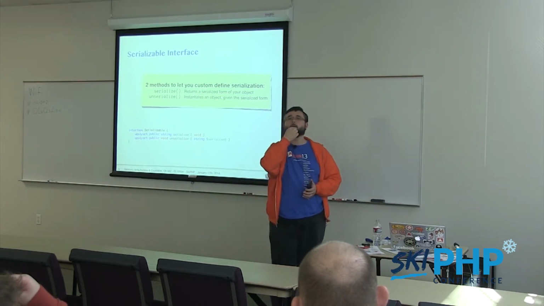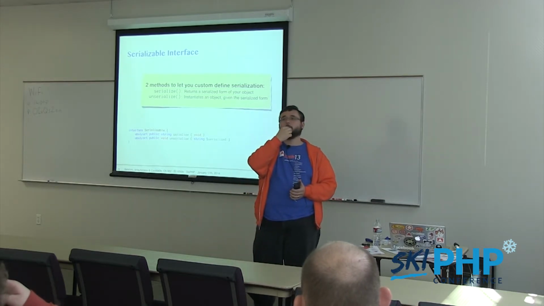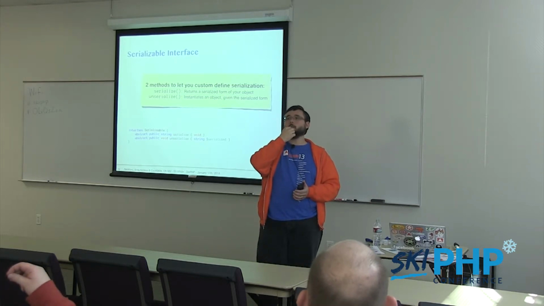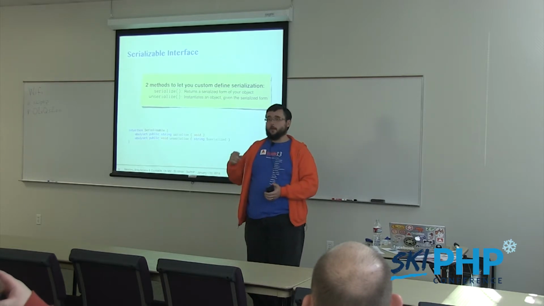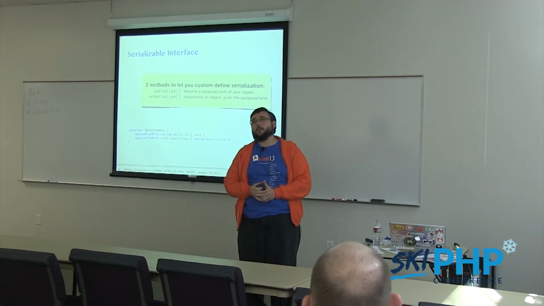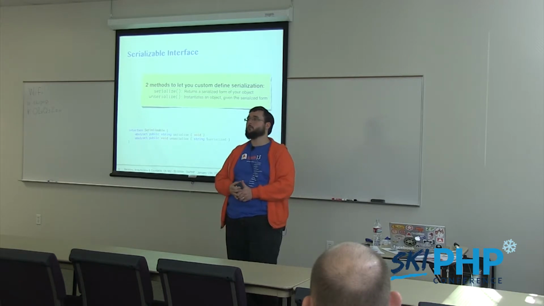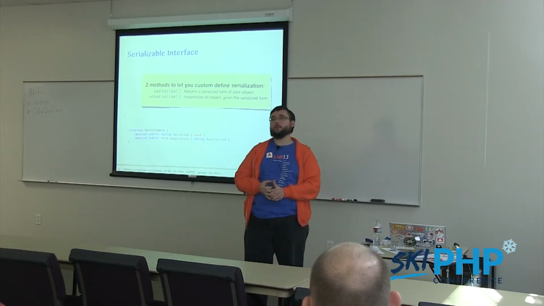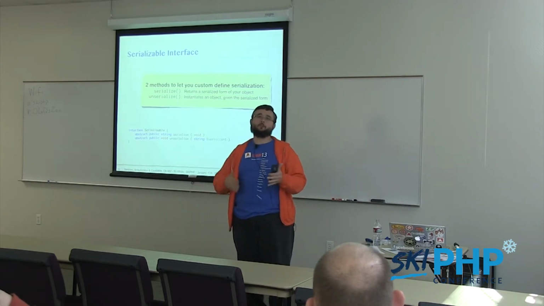Yeah? Can memcache serialize an object that hasn't implemented this interface? Yes. How? So the question was if memcache can serialize an object that hasn't implemented this. It can, but all that it can do is remember the name of the object and any public properties. That's it. Basically, it can serialize anything that the code could see. So again, anything public.